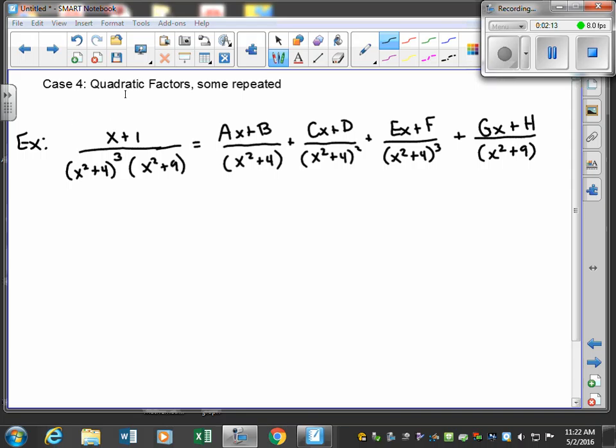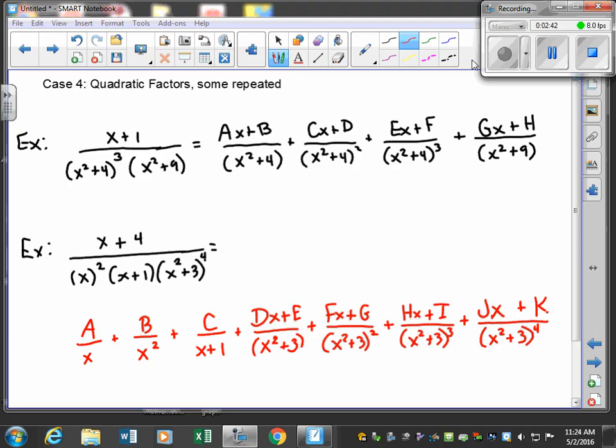Okay, so this time we have quadratic factors and some are repeated. So this is a quadratic factor and this shows it's repeated. So with this, we need that buildup. So we'll have to the first, to the second, to the third, and this one's just to the first power, so it's over here by itself. Because it's a quadratic factor, we get Ax plus B, Cx plus D, so on and so forth.